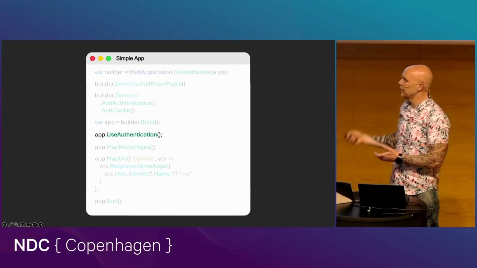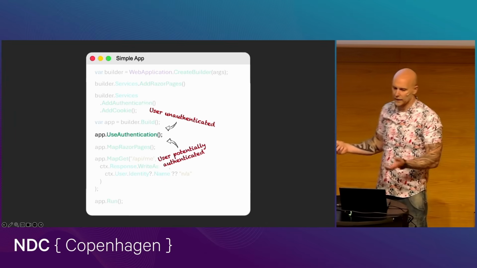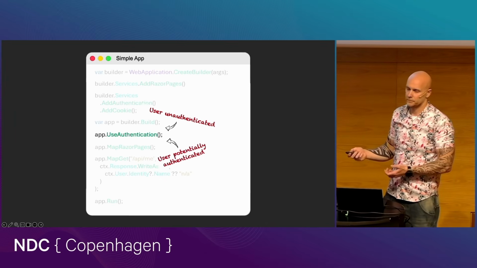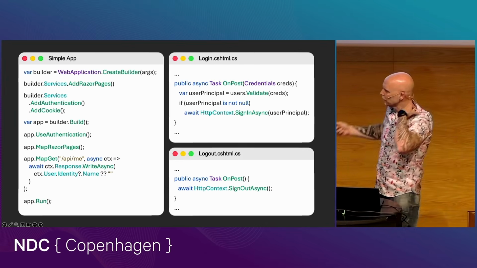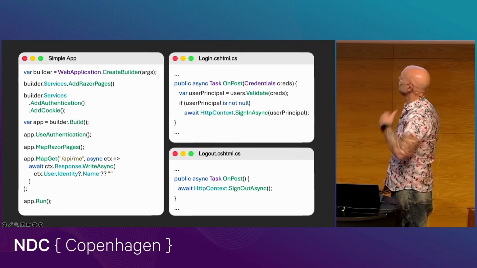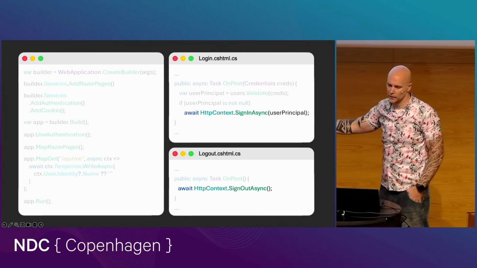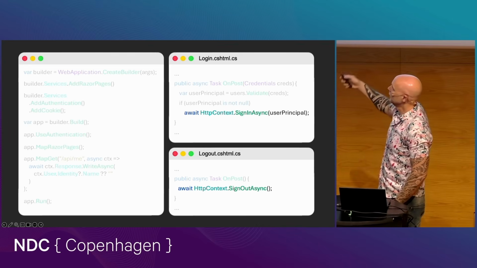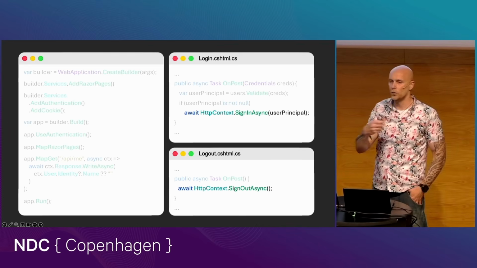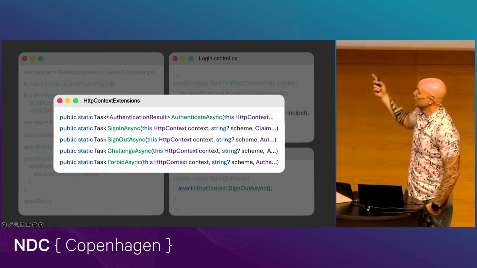So with that, it basically means that at that point in your pipeline, you're not authenticated. And at that point, you might be authenticated. Now, it doesn't work properly as that. It also needs these little login and log out. And all they kind of do is they call HTTP context sign in async and HTTP context sign out async. And all of those things that you use to do that are extension methods on HTTP context.